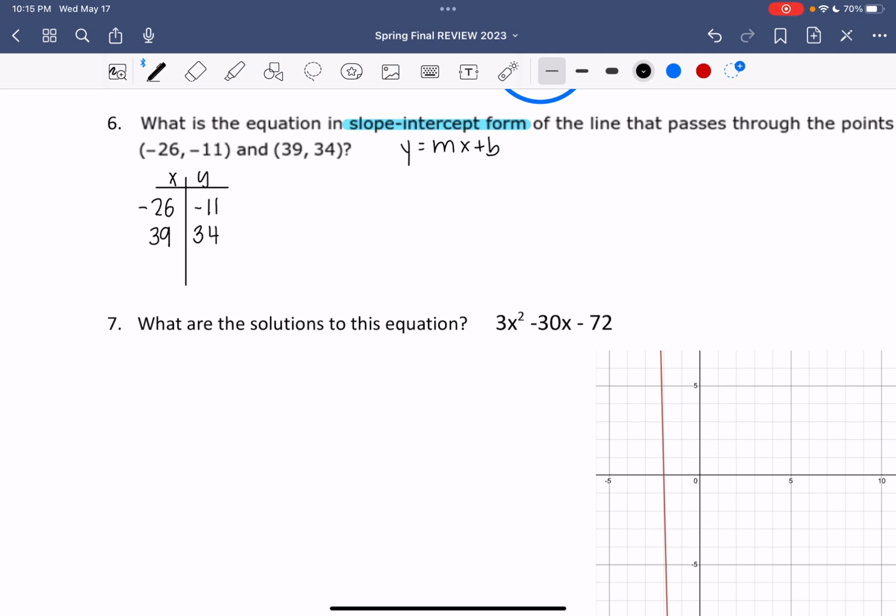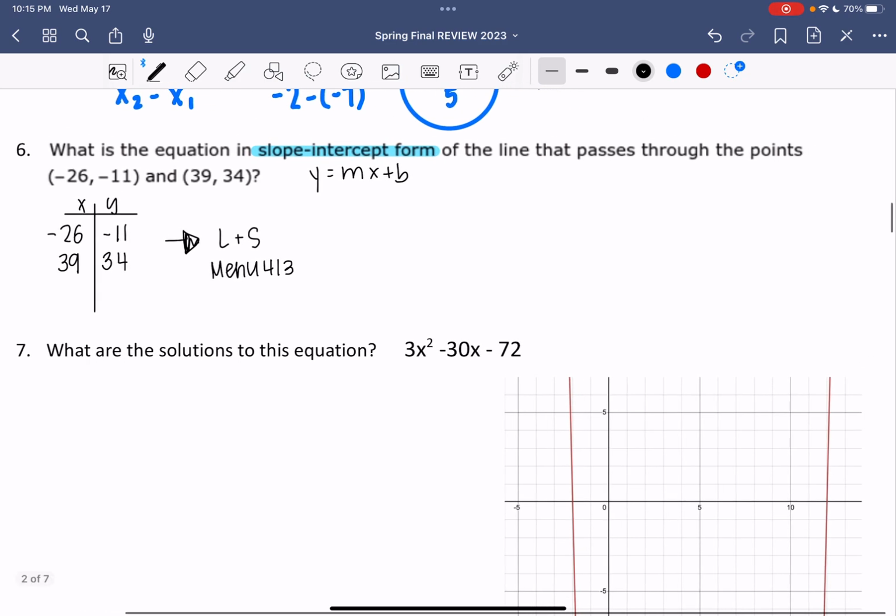Remember, slope-intercept form is y equals mx plus b. Okay, so when you're given two ordered pairs, you can do lists and spreadsheets, and then you're going to do menu 4-1-3, just like you did twice yesterday for number 1 through 5. Again, I'm going to do it by hand because I don't have the ability with no calculator at home.